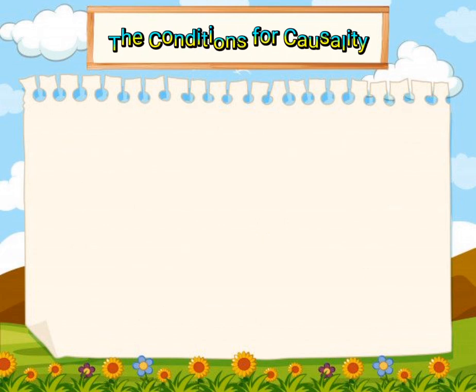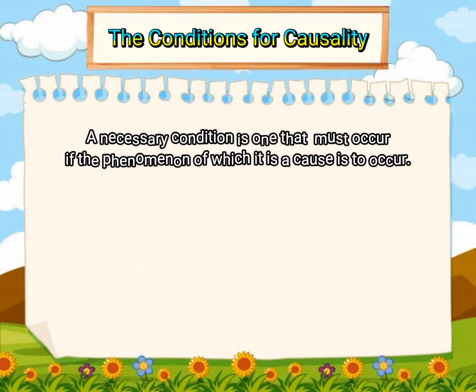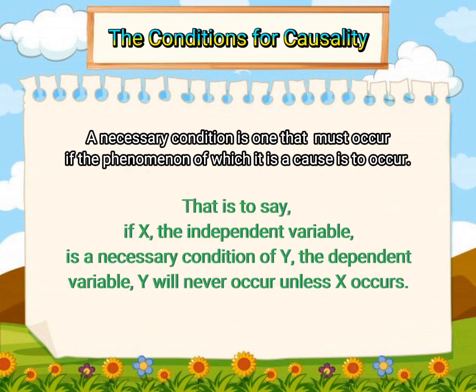The conditions for causality. In attempting to confirm causality in a relationship, one must consider the so-called conditions or factors that may exist. A necessary condition is one that must occur if the phenomenon of which it is a cause is to occur. That is to say, if X, the independent variable, is a necessary condition of Y, the dependent variable, Y will never occur unless X occurs.